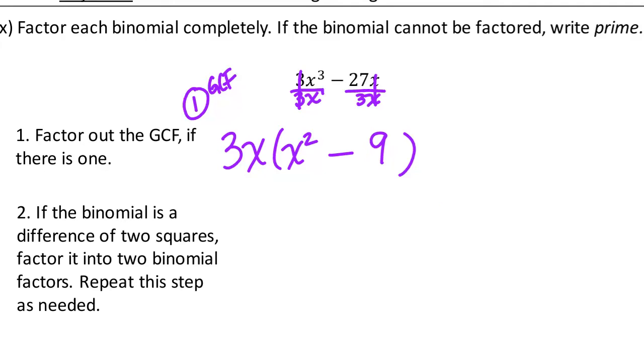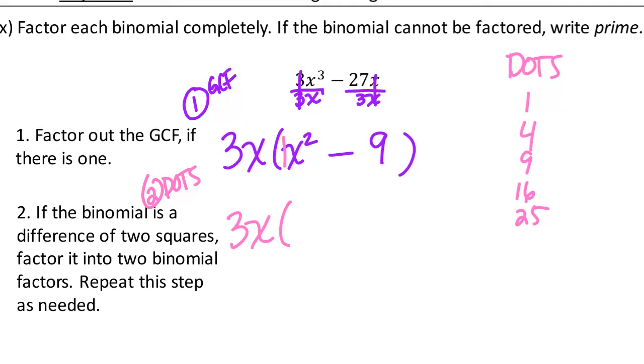Okay, then step number 2 is to check for DOTS, difference of two squares. Is that a difference? Do I have a subtraction? Yes. Do I have two squares? 1, 4, 9, 16, 25. Is 9 on the list? Yes. And the other one right here is basically a 1. 1 is there. So 1 and 9 are both on my list, so I can do step 2.